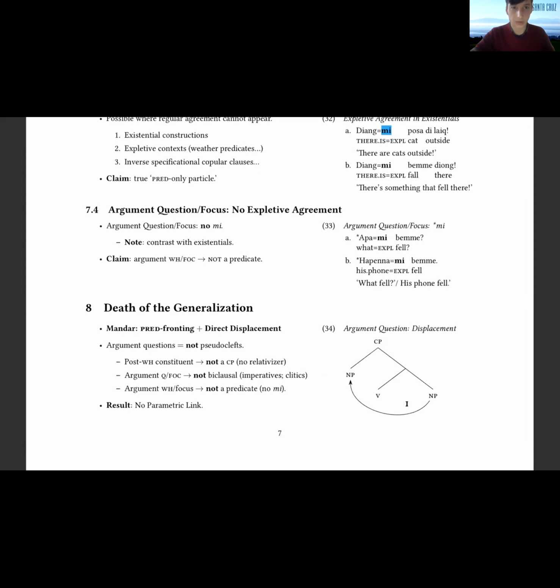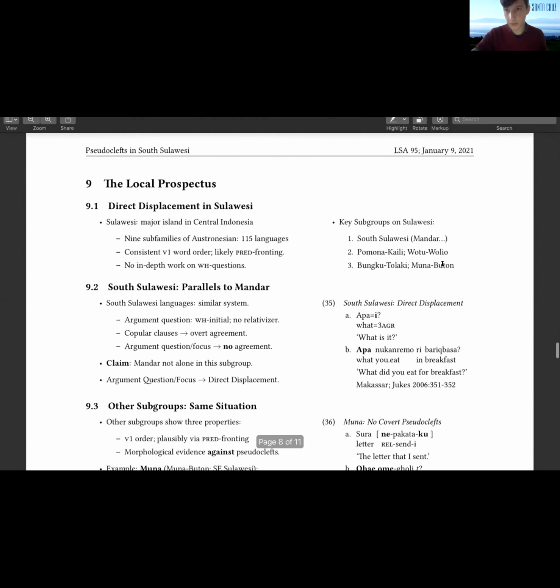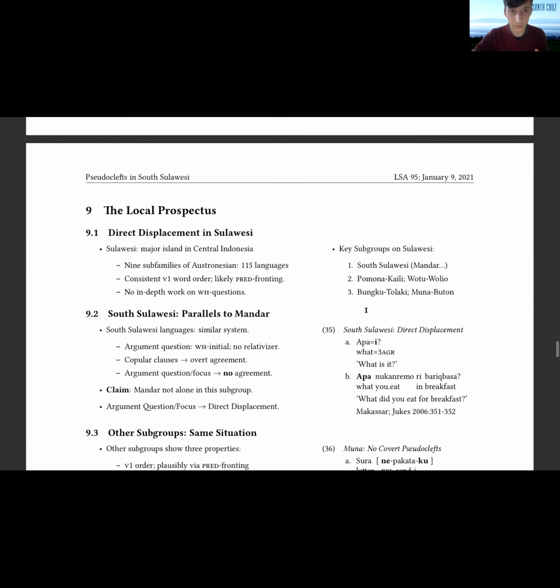There is no pseudocleft. Now, before I conclude, I would just like to qualify this in a way. It would be extremely strange, I think, if Mandar were the only language in the entire Austronesian family ever to have direct displacement and everybody else was doing pseudoclefting. But I'd like to suggest that this is probably not the case. And in fact, the overwhelming tendency that Austronesian languages seem to show to prefer WH pseudoclefts is probably just the result of a series of well-placed empirical lacunae.